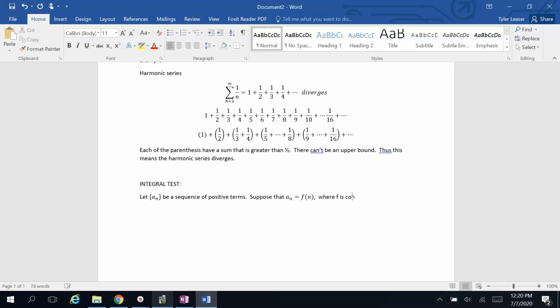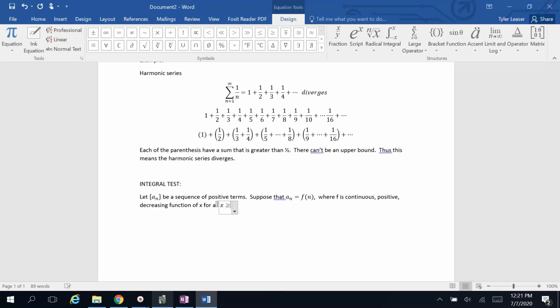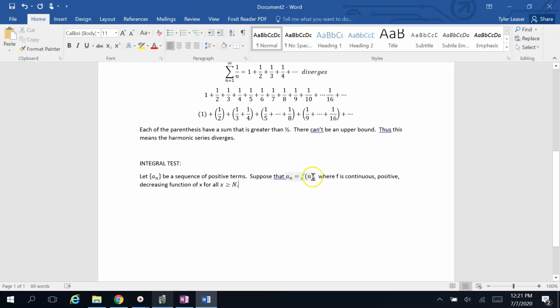So where f is continuous, positive, decreasing function of x for all x greater than or equal to N. So this capital N is important. What this is saying is that this doesn't always have to be true. You only have to have a function that matches the sequence values after a certain index value, and it doesn't matter what that index value is.